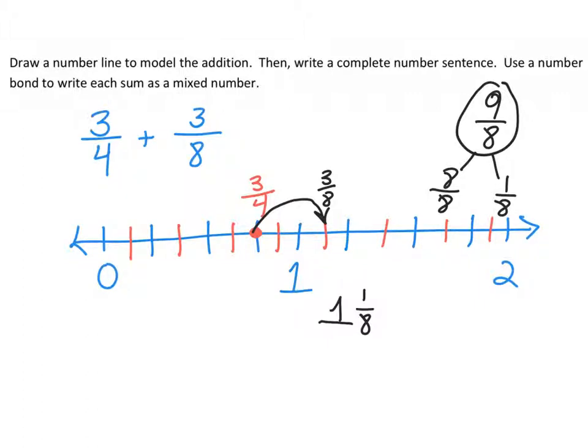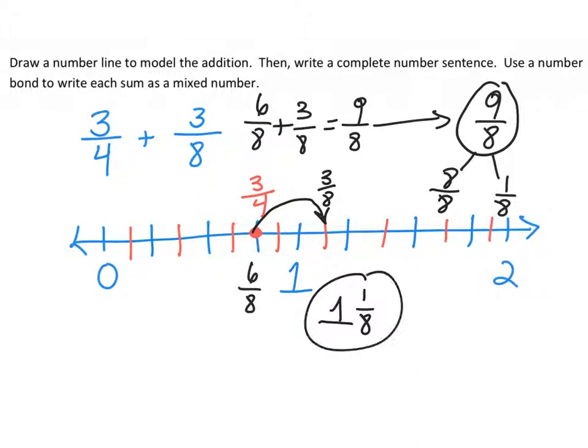Boys and girls, we're also over here. 3/4 I want you to think of as 6/8, because look, 1, 2, 3, 4, 5, 6. So 3/4, equivalent fraction to that, would be 6/8. And 6/8 plus 3/8 is equal to 9/8, which we then over here broke down and got 1 1/8.